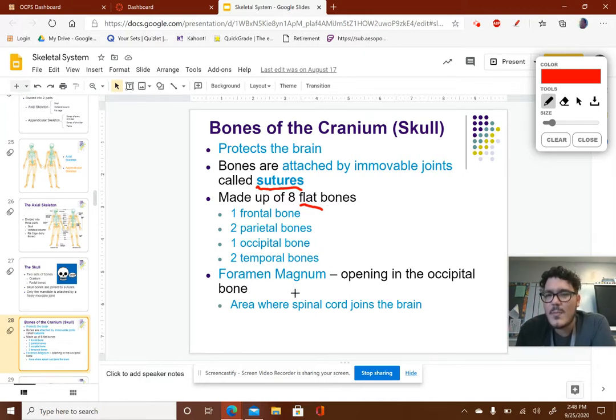And then finally, the foramen magnum. The foramen magnum is going to be the opening of the occipital bone. It's basically a big hole. Foramen means hole. Magnum means big. So what do we have in that area? The spinal cord. It's where the spinal cord connects directly into the brain. We'll talk more about that in nervous system when we reach that unit.